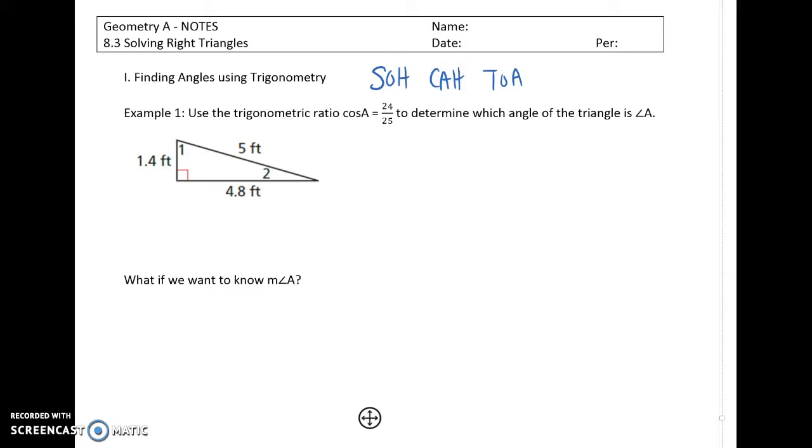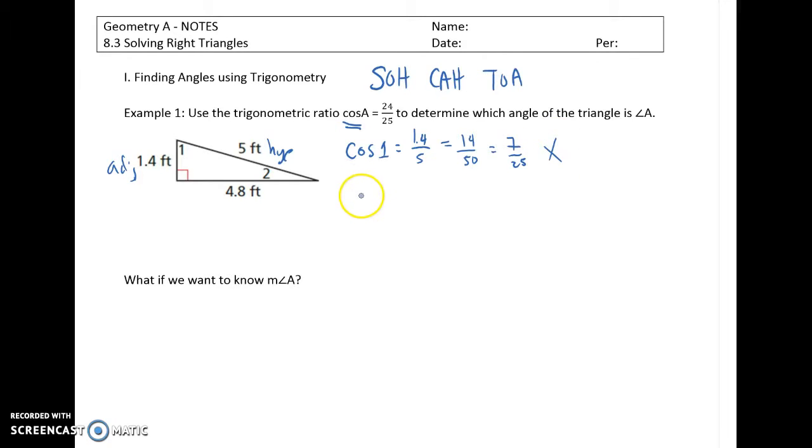So what we can do is figure out the ratios. If I'm looking at cosine, I'm looking at CAH. So cosine of angle 1 is adjacent over hypotenuse, right? I'm going to pick the right adjacent, so that's 1.4. Hypotenuse is 5. And then I want to reduce that and see if that equals 24 over 25. Remember, I can move that decimal point over to get 14 over 50, and that is 7 over 25, which is, nope, not angle 1.